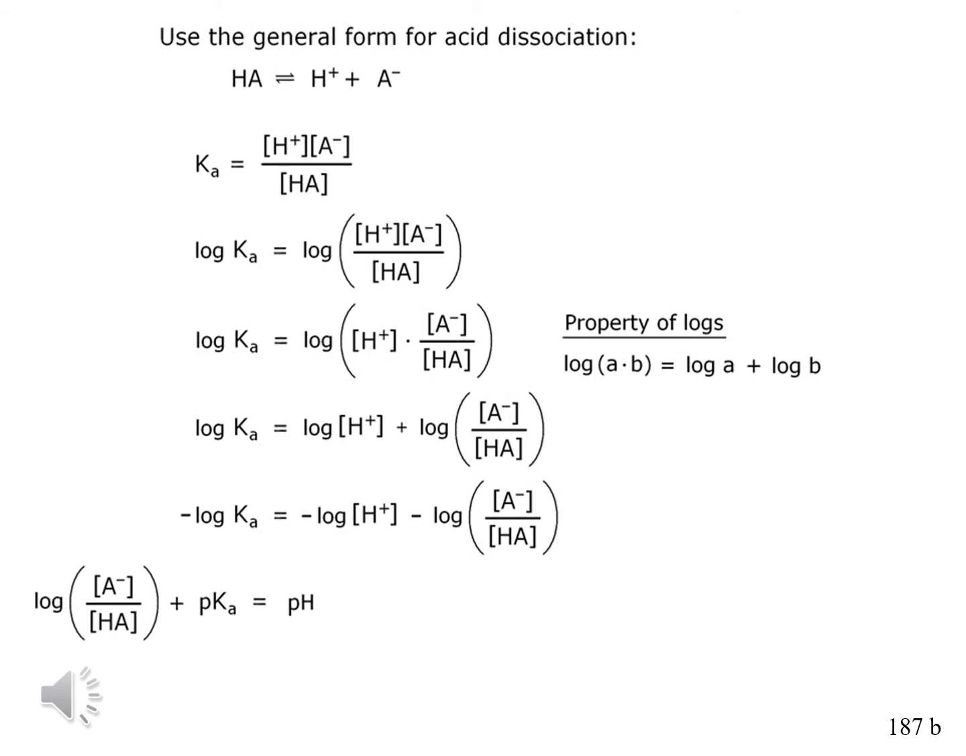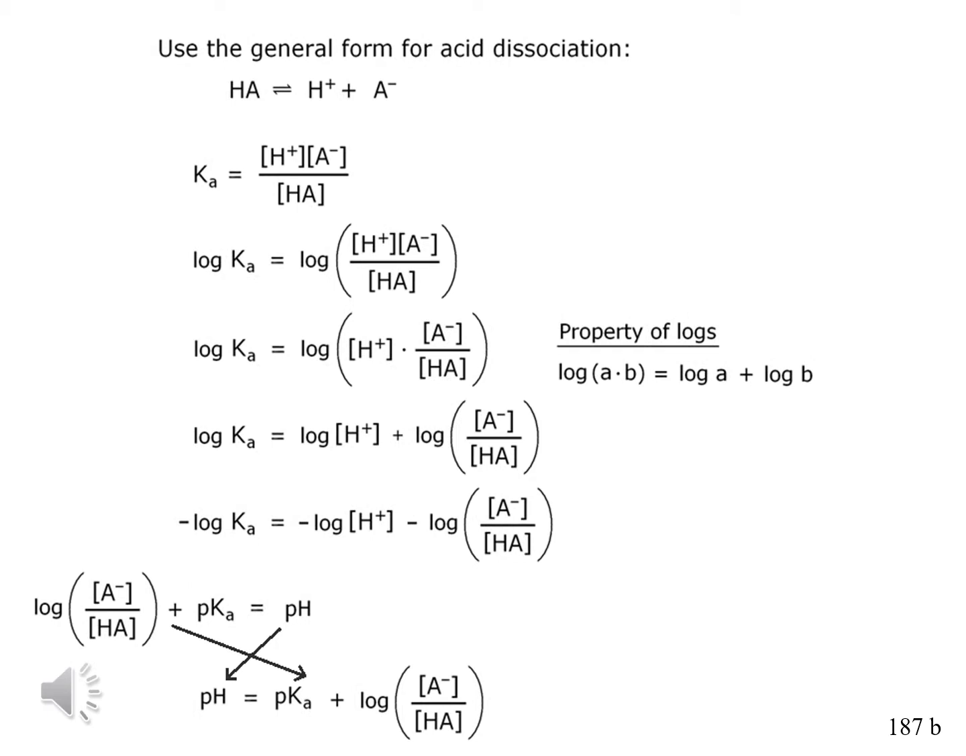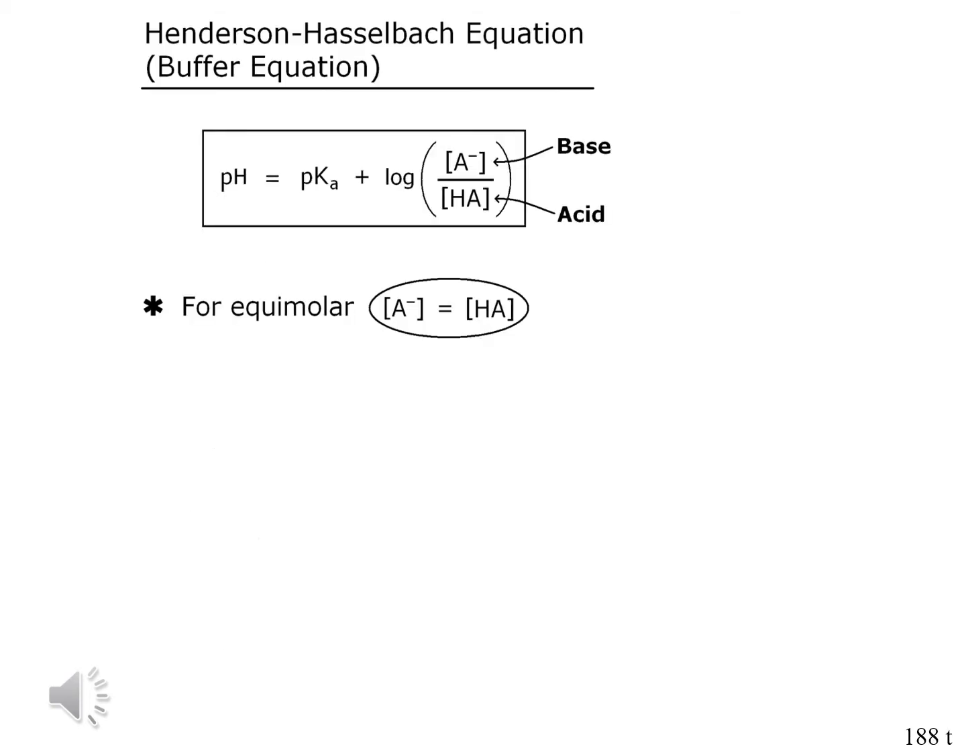We want the pH on the left because we're trying to get an equation for pH. So if you just switch the sides, you get this equation which solves for pH. I rewrote that at the top of the next page. This equation that's in the box is named after two people, Henderson-Hasselbalch equation.